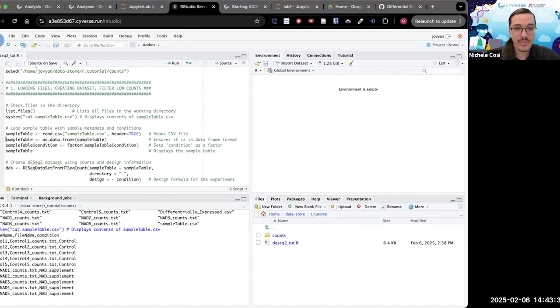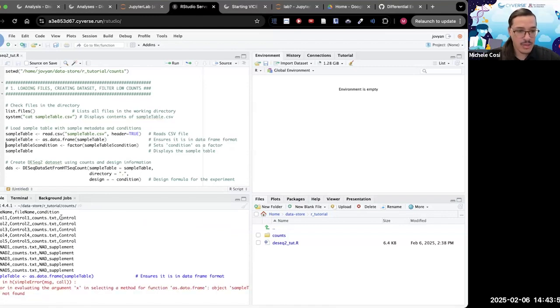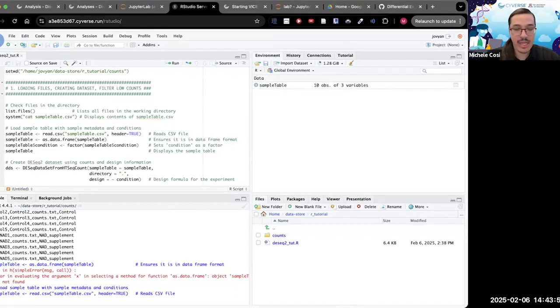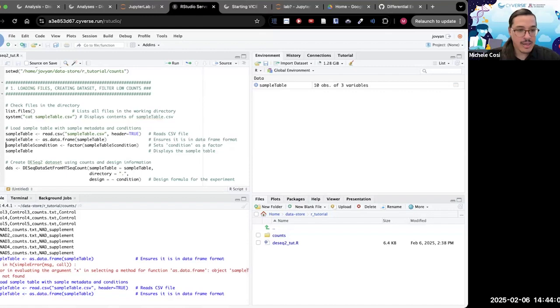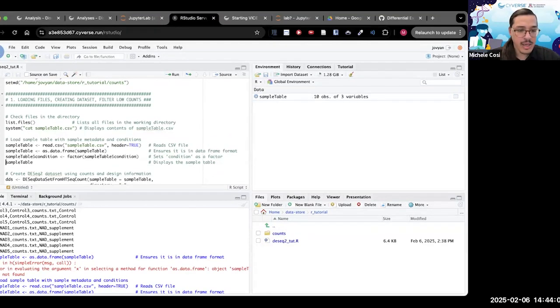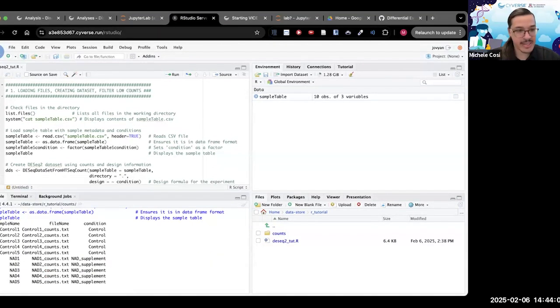So we have loaded the data, and now we have to make sure that it is in the right data frame format. Error. Why am I running into an error? Let's run this one first. There we go. I did not run it. And yes, it seems like it is able to load it in the data frame format. And we can even look at it if we want. That's exactly what we were expecting from the CSV.